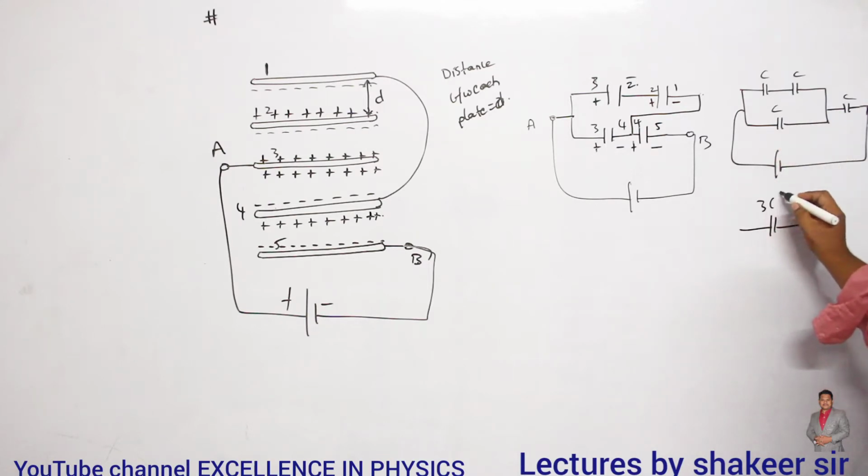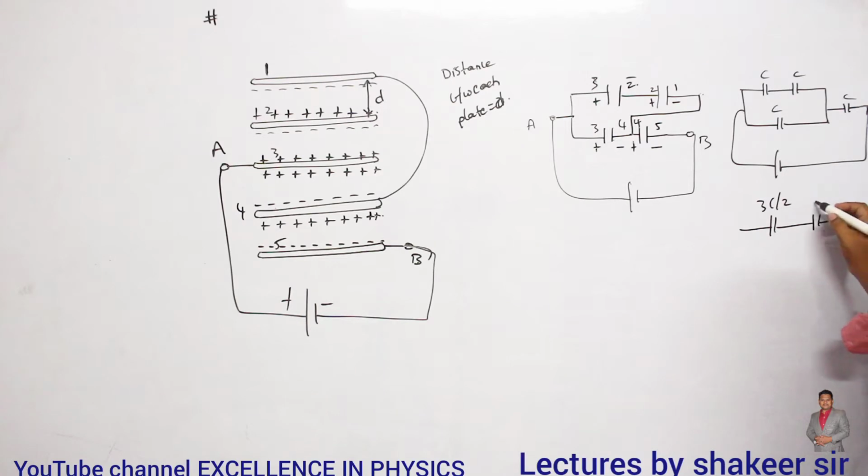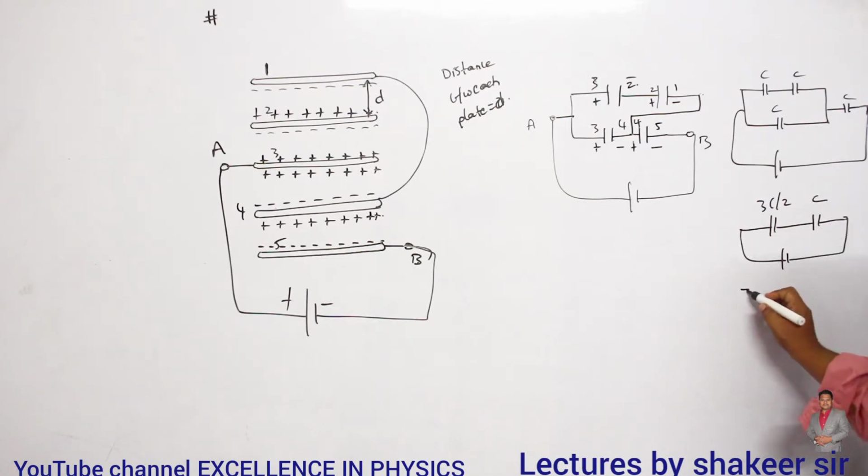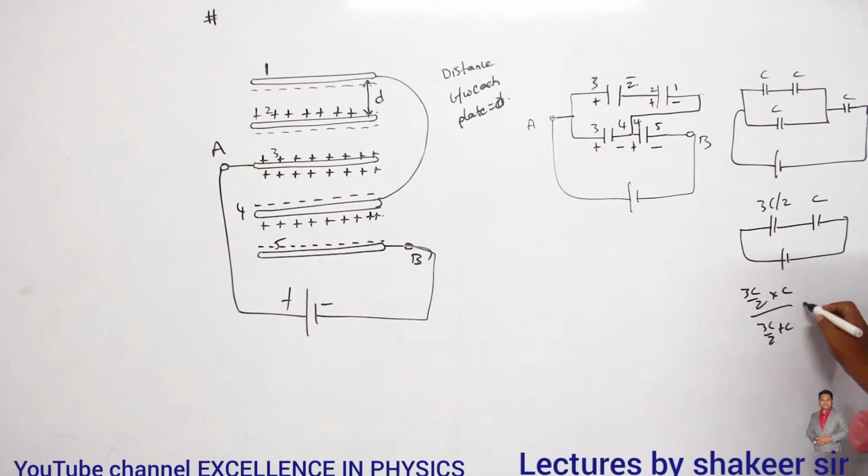Okay. So 3C divided by 2, and one more capacitance C is connected in series. Clear? So 3C divided by 2 into C, divided by 3C divided by 2 plus C. So 3C divided by 2 into C divided by this, how much is it? 5C divided by 2. So 2 and 2 get cancelled, C and C get cancelled. So 3C divided by 5, that will be the total equivalent capacitance.